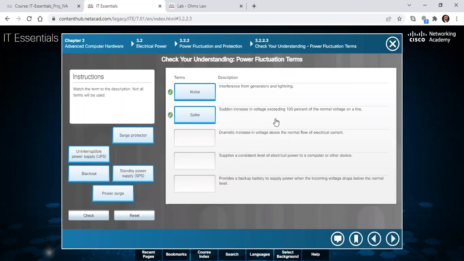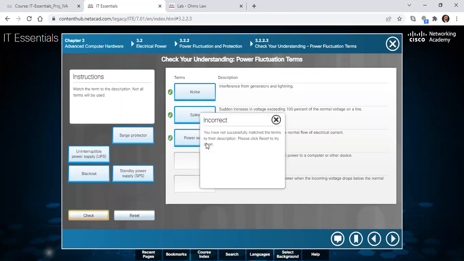Dramatic increase in voltage above the normal flow of electricity or electrical current is called what? Group C. Power surge. Power surge. Final answer? Yes, power surge. Correct.